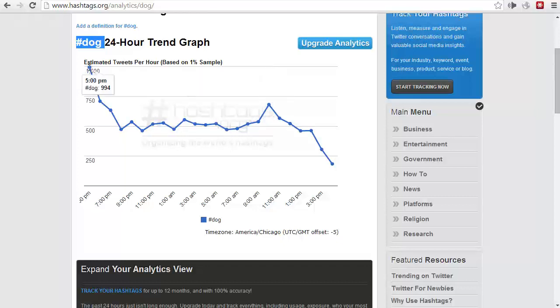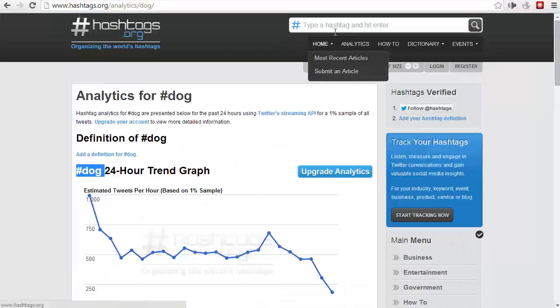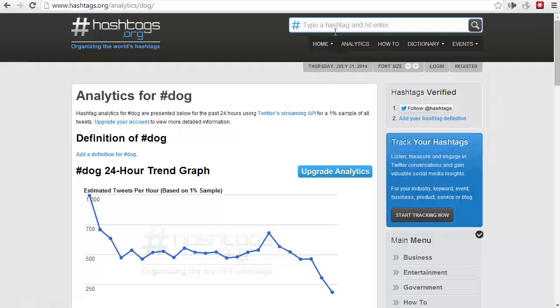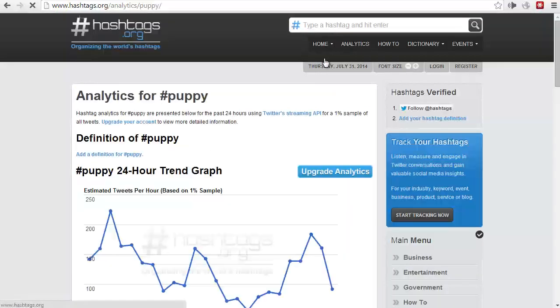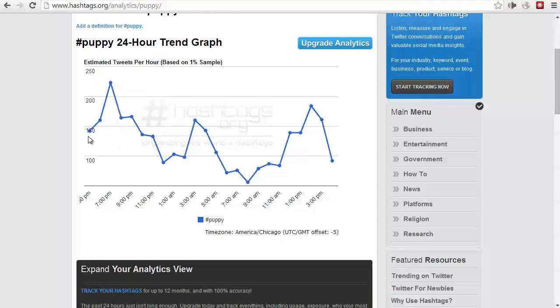So that gives me a good idea of my market because I've already done the demographic research. So now I know what their day looks like. I can compare this with other terms as well. We could say something like puppy and see if we get something similar. And as we can see, it looks like 5 p.m., not a lot of tweets. 7 p.m., there's a lot of tweets. But that could be just a time difference, a time change.